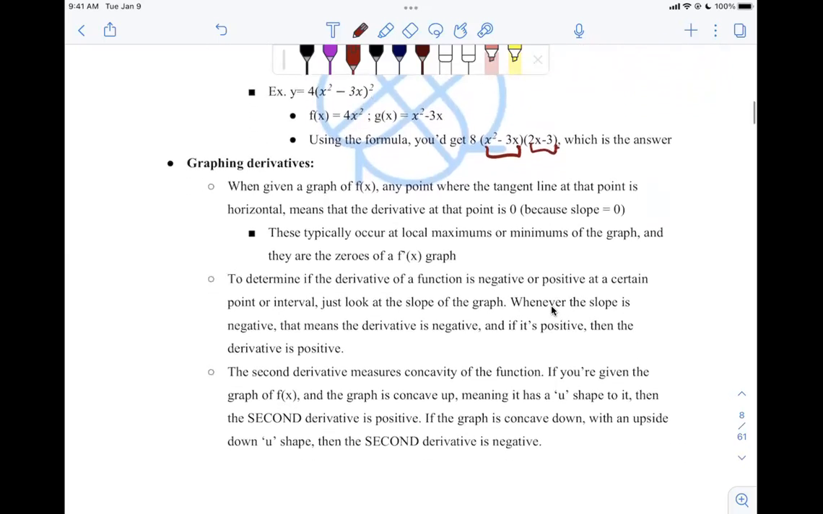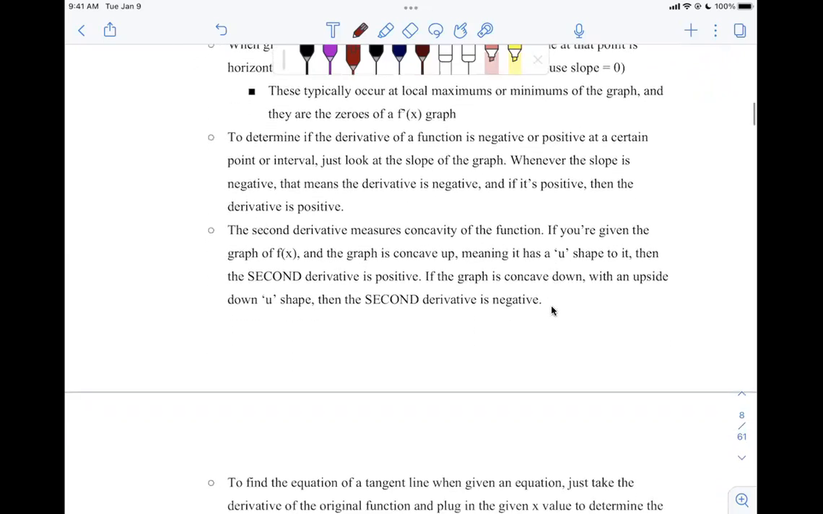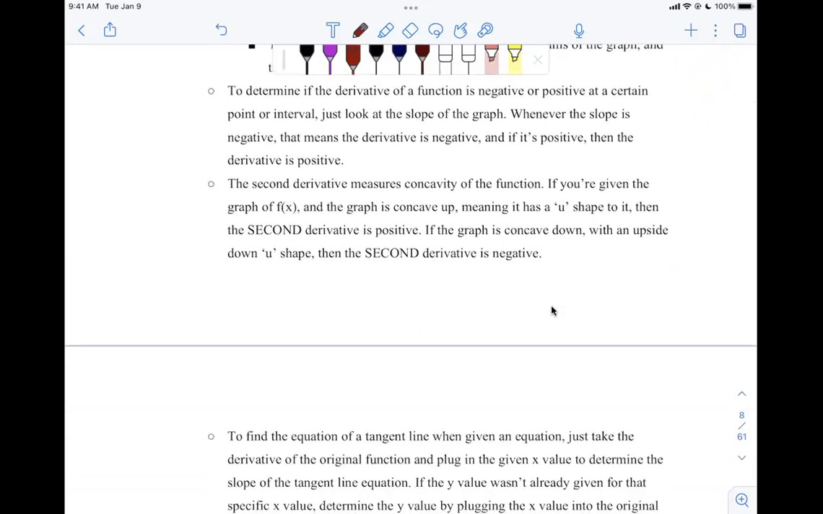And then we can also graph the derivative. We can look at second derivatives, which tell us about concavity. Remember that we have a graph that's concave up if the second derivative is positive, and concave down if the second derivative is negative. And we can also use the first derivative to look for minimums and maximums.